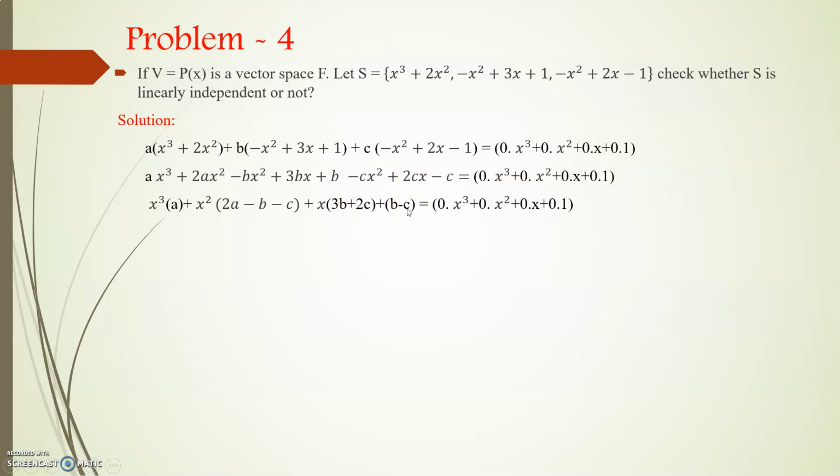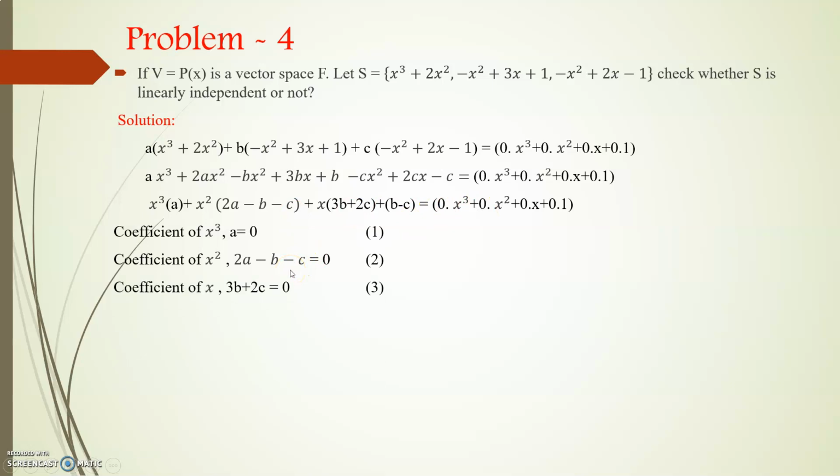Now we are equating the like coefficients. The coefficient of x³ on the left hand side is only a, and on the right hand side it is 0, so a = 0. Next, the coefficient of x²: 2a − b − c = 0. Next, equating the coefficient of x: 3b + 2c = 0. Next, equating the constant: b − c = 0.